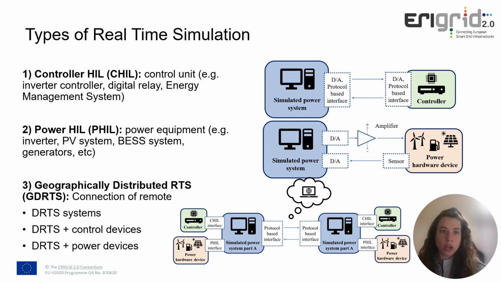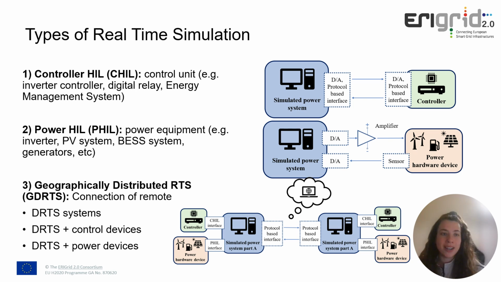First is the control hardware-in-the-loop, where a control unit, for example, an inverter controller, a digital relay, or an energy management system, is interfaced with a real-time simulator. The second type is the power hardware-in-the-loop, where power equipment, like a PV inverter, a battery energy storage system, or a generator, is interfaced with a real-time simulator, and an amplifier is required for this interconnection.